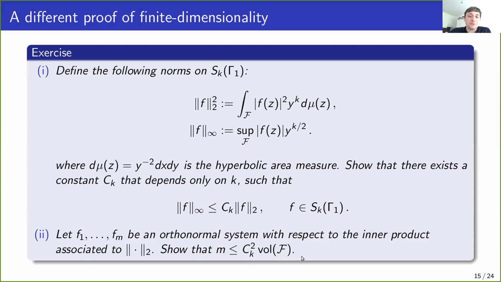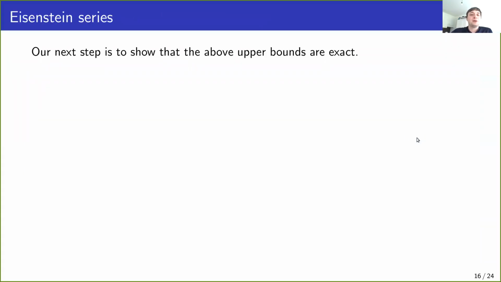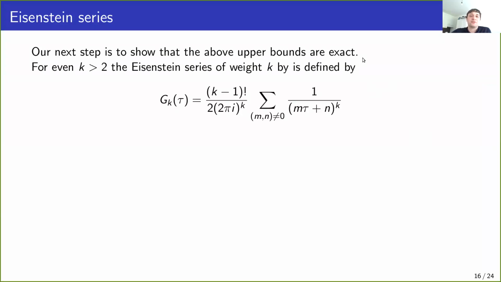Unfortunately, I don't think one can make it precise to the point that in a moment I will actually prove that the upper bound from the previous slide is optimal. Okay, so we want to show that the upper bounds are actually attained, so that the spaces have exactly the dimensions we wrote before. And for that, we have to compute some non-trivial elements of the spaces of modular forms.